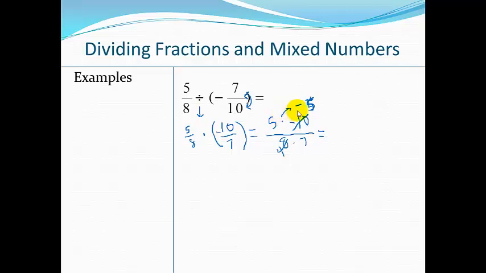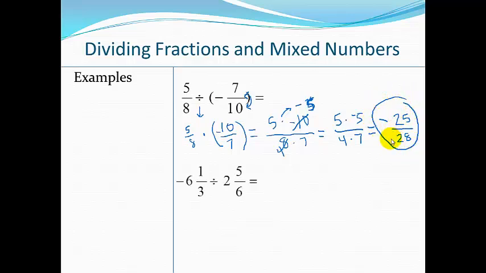Okay, so 5 times -5, 4 times 7. Let's not forget our integer rules, so a positive times a negative is a negative. 5 times 5 is 25, 4 times 7 is 28. And I can look at my factors, but these don't have anything in common. 5 doesn't go into 28 and nothing else goes into 25. Beautiful, we're done.